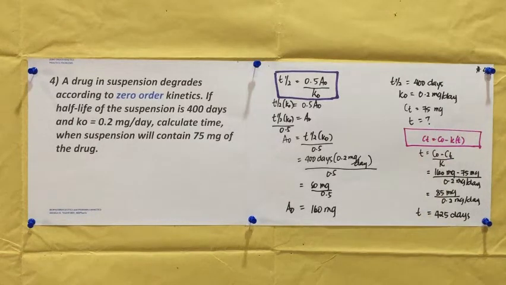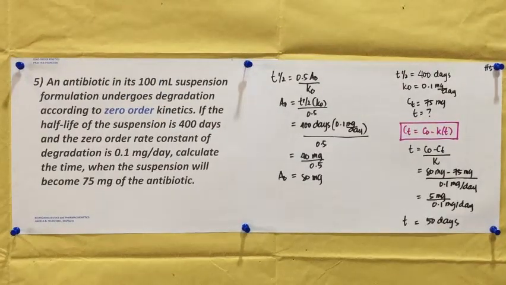Problem number 5. An antibiotic in its 100 ml suspension formulation undergoes degradation according to zero-order kinetics. If the half-life of the suspension is 400 days and the zero-order rate constant of degradation is 0.1 milligram per day, calculate the time when the suspension will become 75 milligram of the antibiotic.